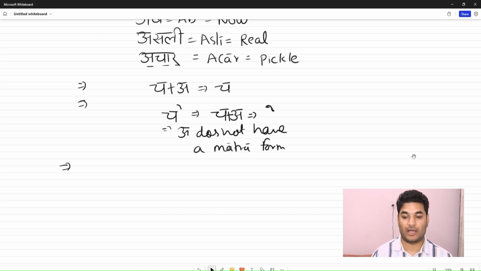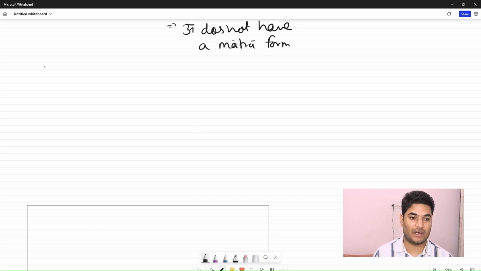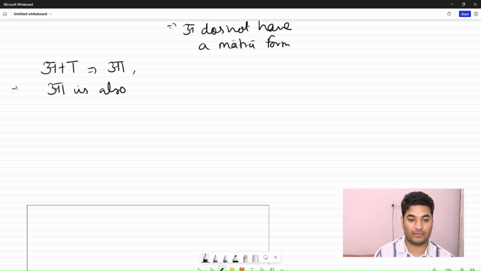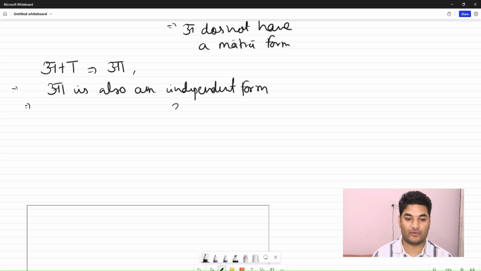Fine. Now this is very interesting, how a behaves with other matras. A with a matra becomes a. So in a way, a is also an independent form. Okay. Now can we make a few words with a? Aaj. Aaj is today.